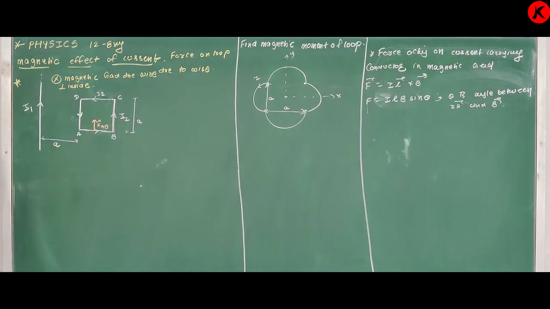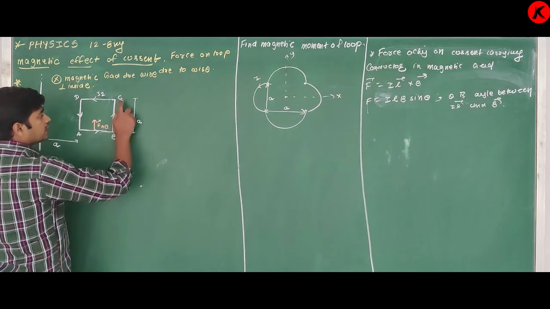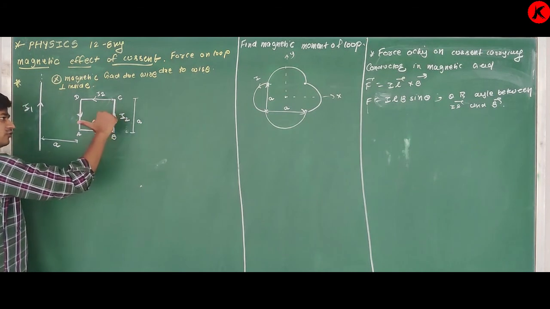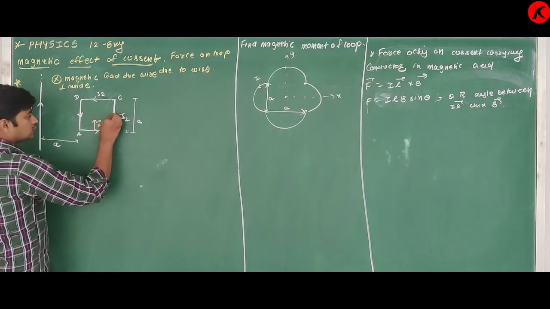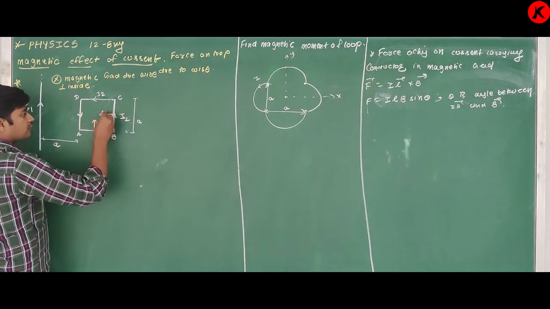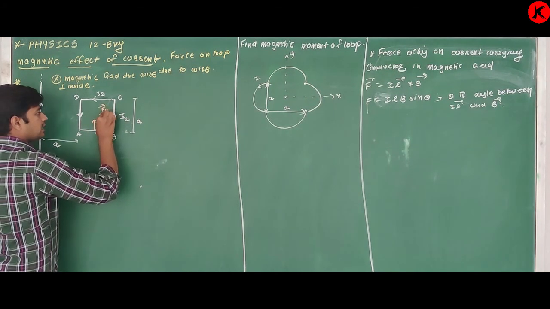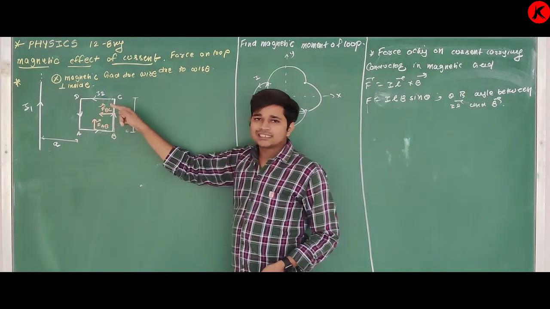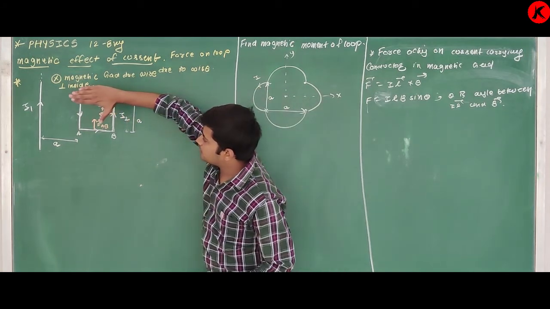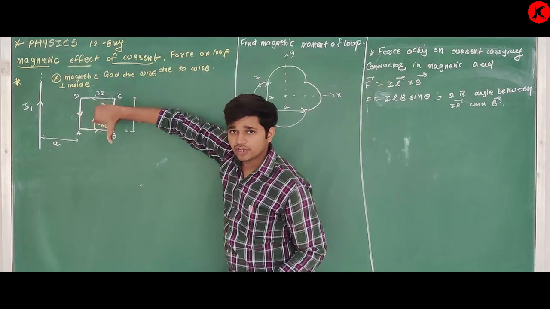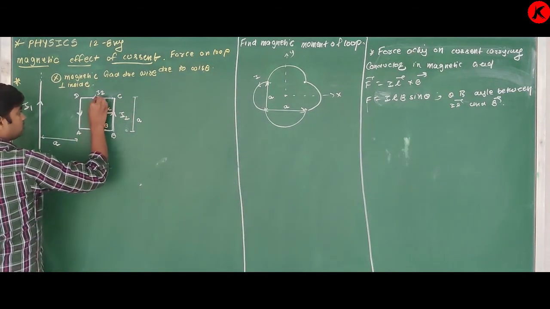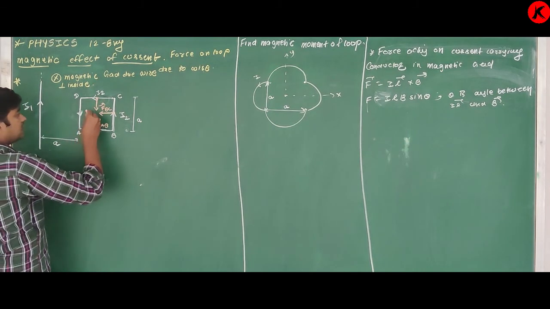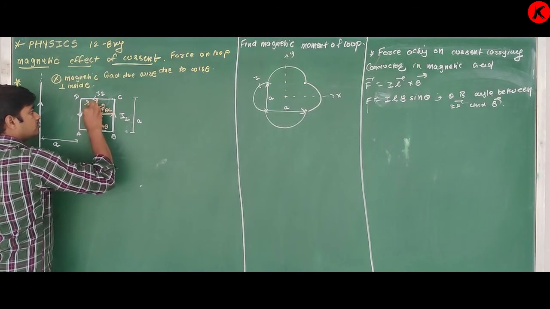Any doubt? Similarly, force acting on wire BC, current is flowing in this direction, magnetic field is inside. So the thumb is in this direction. So on this wire, force is acting in this direction. That is FBC. Any doubt? Okay. Now, force acting on this wire, current is going in this direction, magnetic field inside. So force is acting in downward direction. That is FCD.